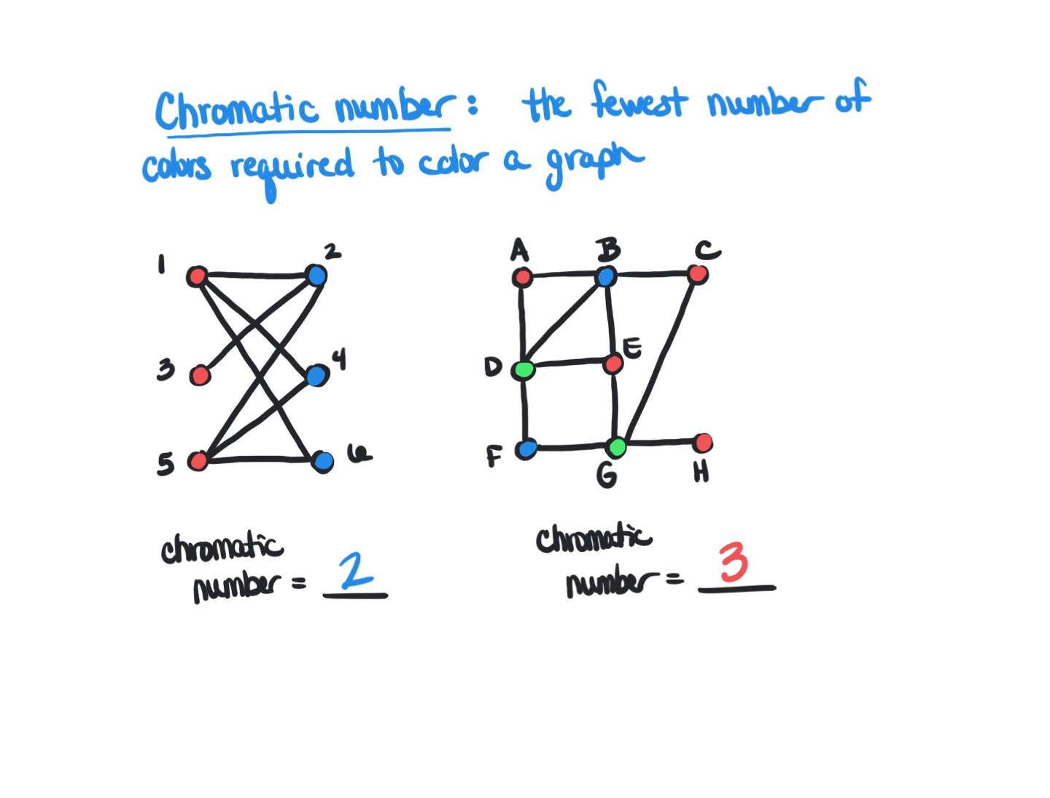One thing you might notice is that the coloring is not unique, but the fewest number of colors needed will always be the same. For example, you could have colored vertex H either red or blue, but notice that would not have changed the fewest number of colors required to color a graph, or that chromatic number, which is 3.